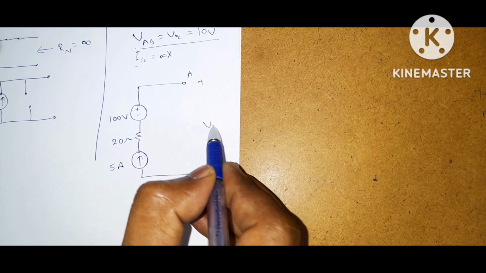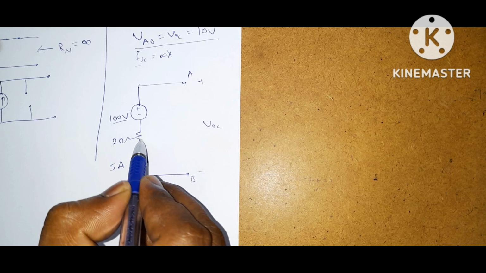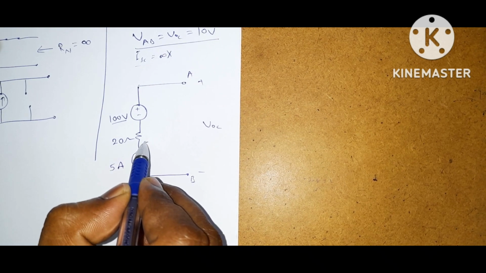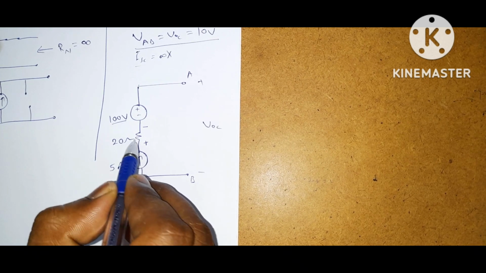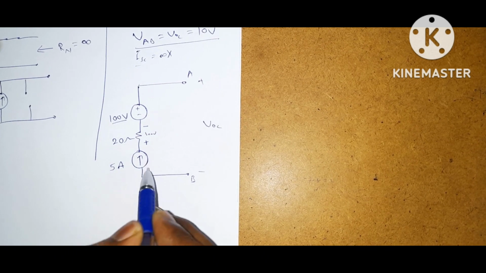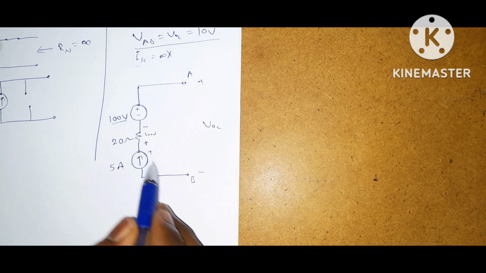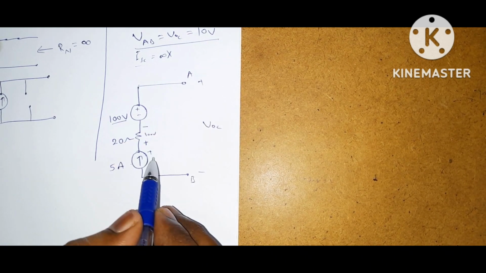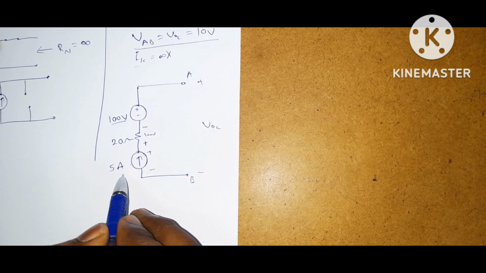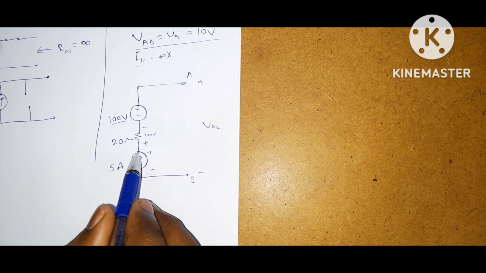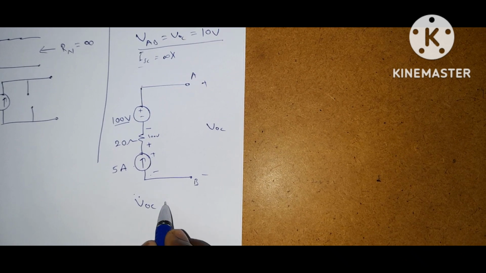If you apply KVL, the VOC, the voltage across this voltage source is 100 volts. So the voltage across this 20 ohms is, this is plus, this is minus. Current entry here, so 5 into 20 means 100 volts. But we don't know the voltage across the current source. By KVL, the algebraic sum of all these voltages, but we don't know the exact voltage across the current source. So this voltage depends on these two parameters. So VOC cannot be determined.